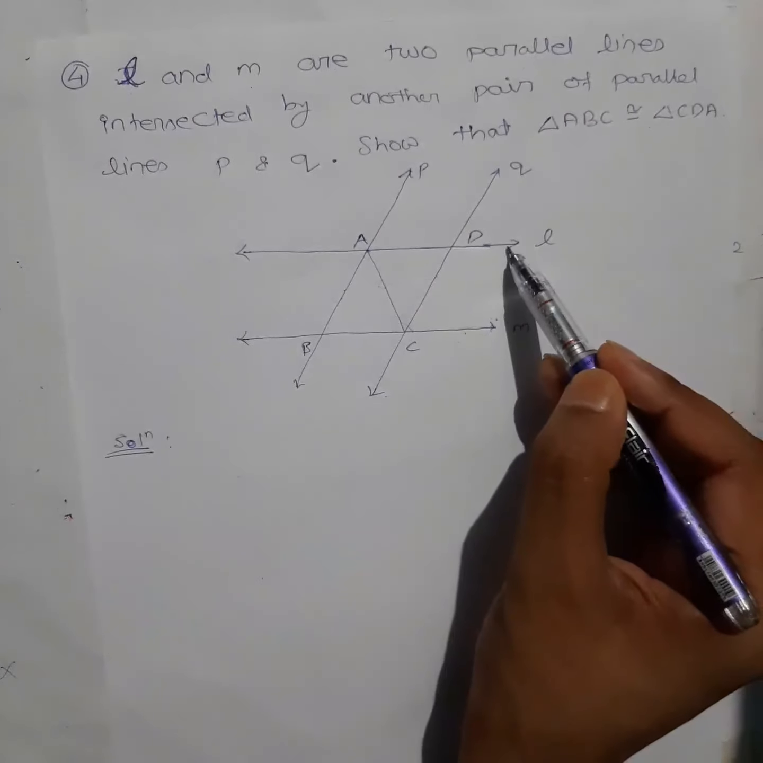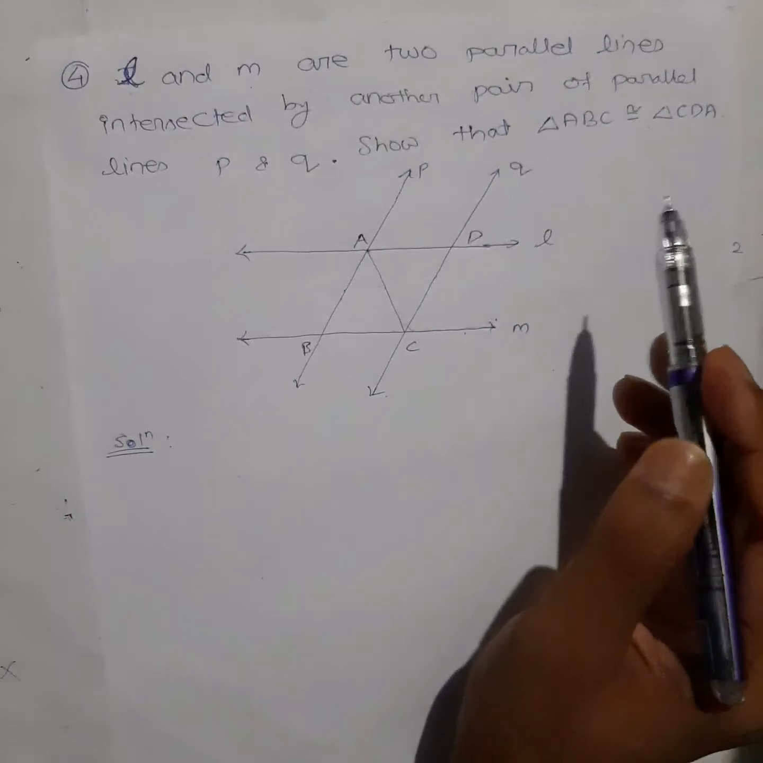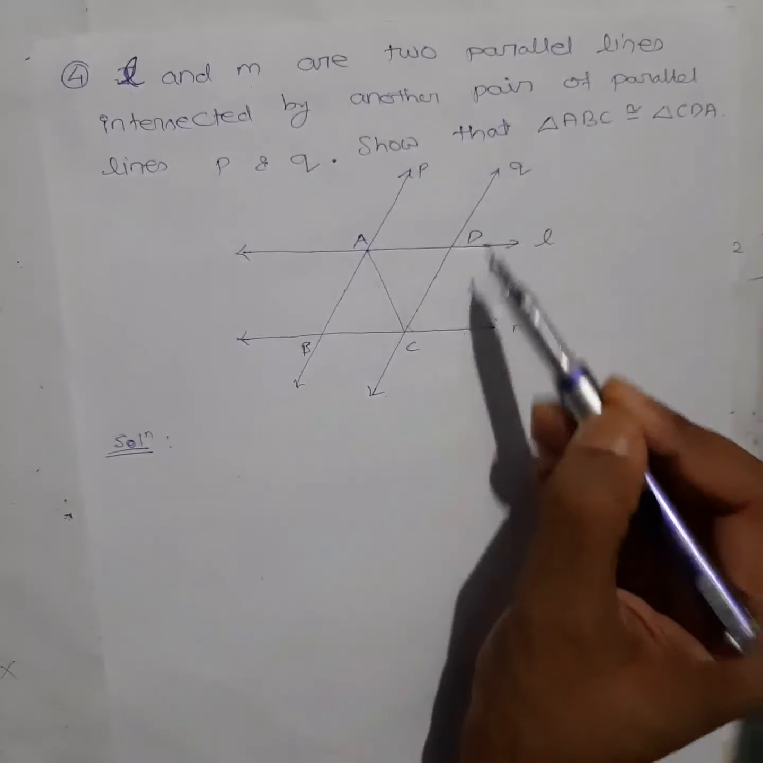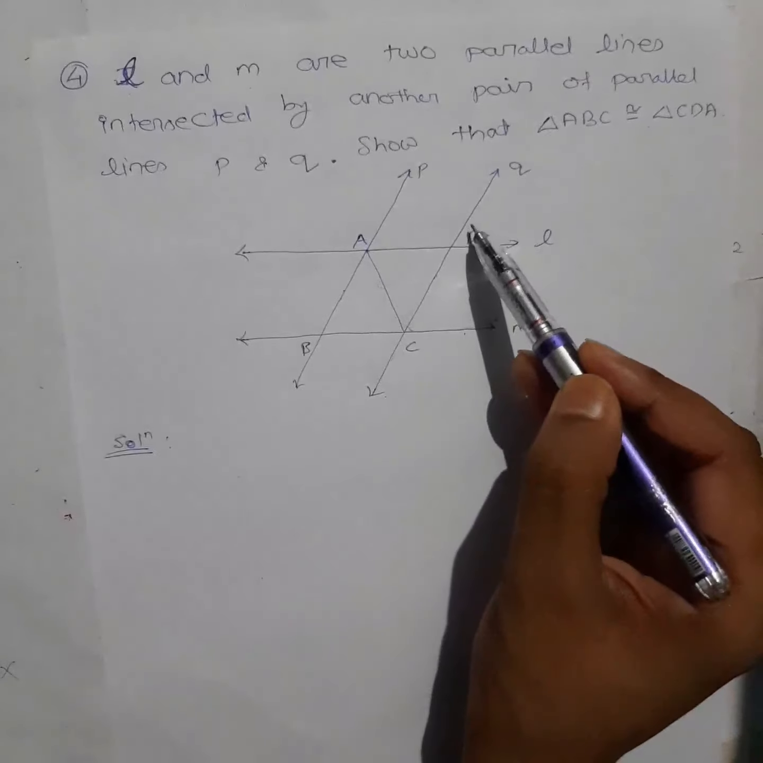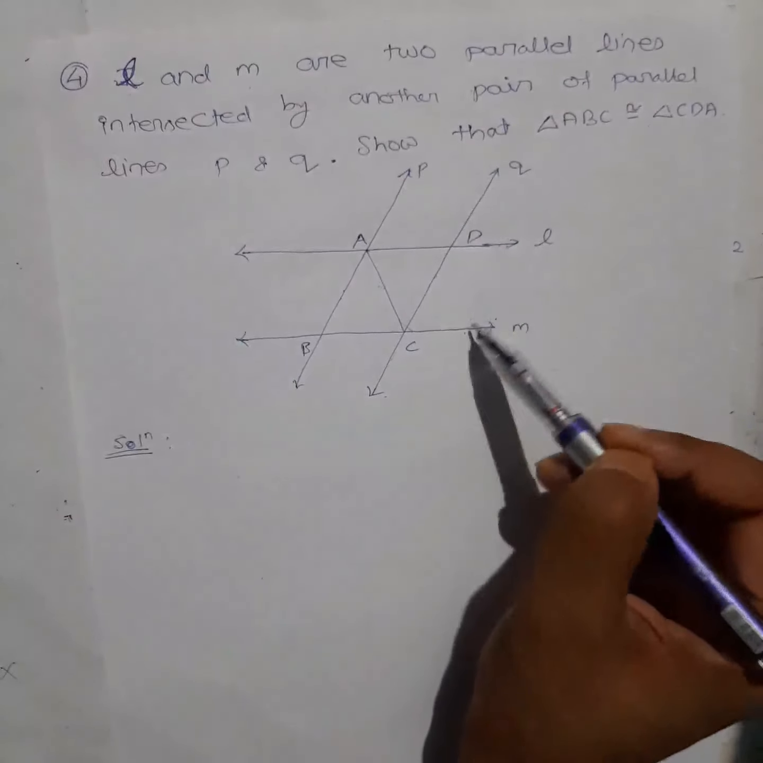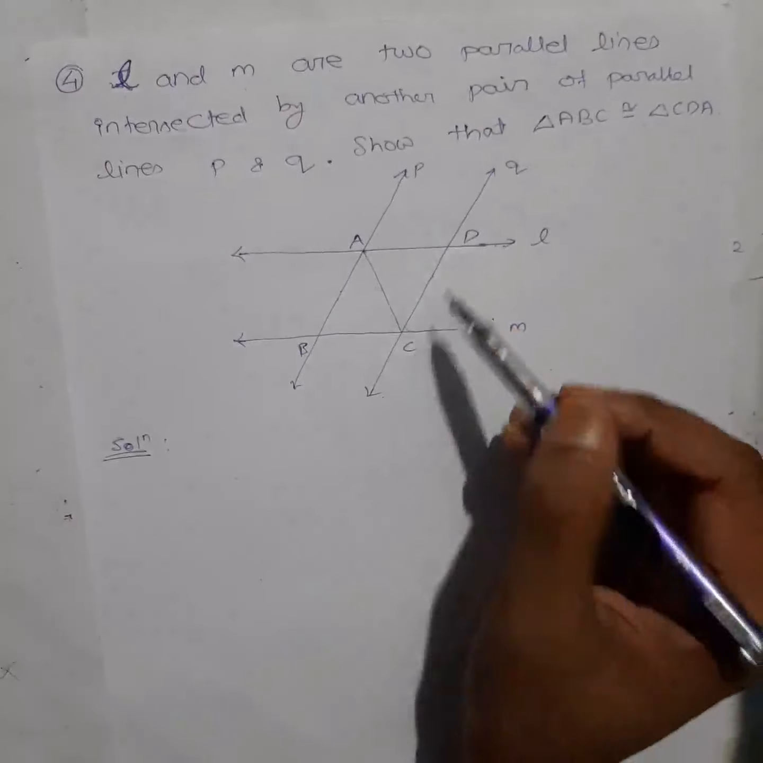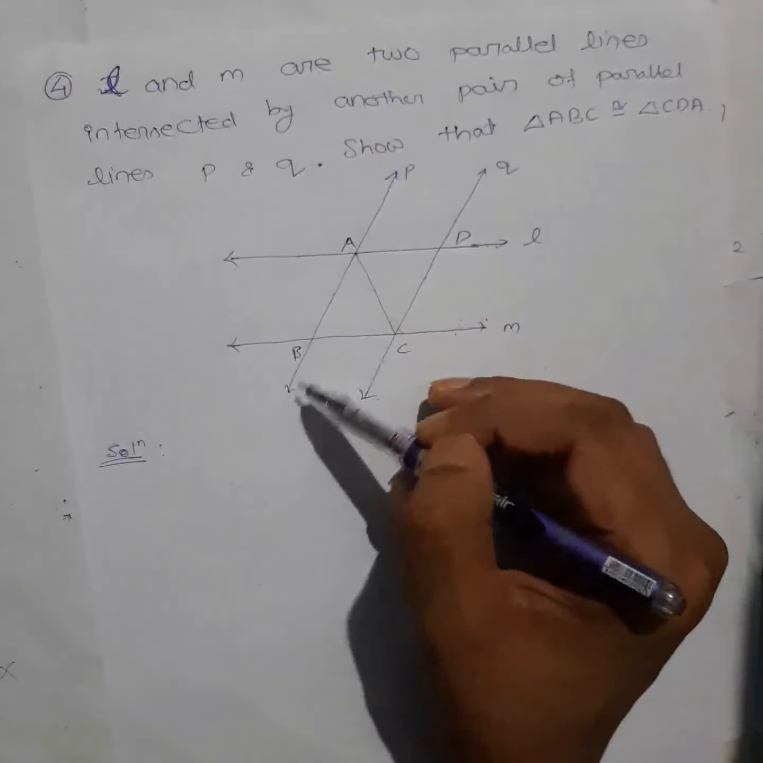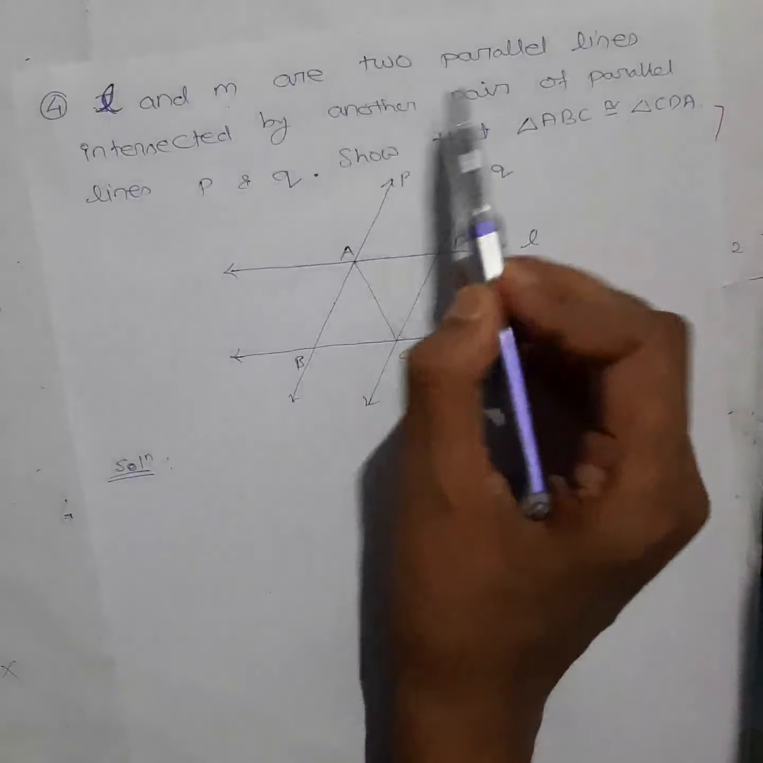Okay, so what they have said, L and M parallel to each other. The moment you have seen that these two are parallel, you need to understand all the properties we have studied for parallel lines I can use here. So this will be transversal, this or this. Anyway, let's see what they have asked.